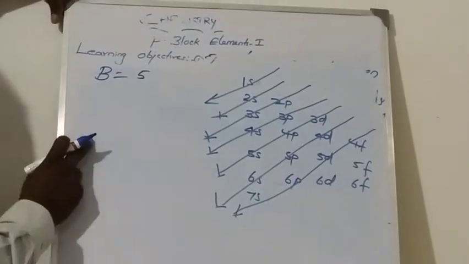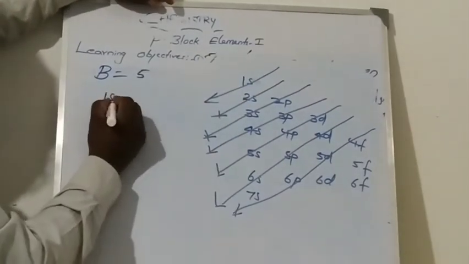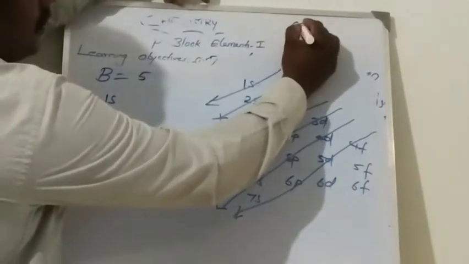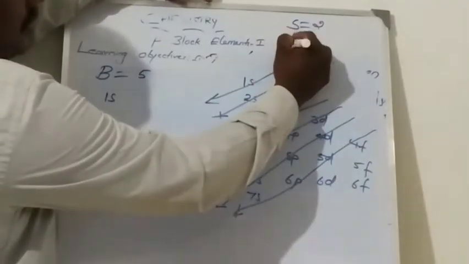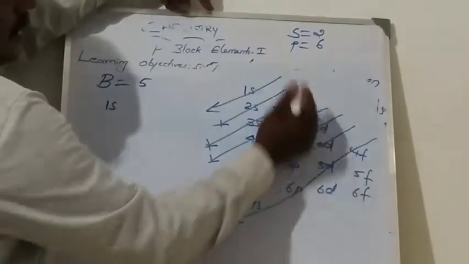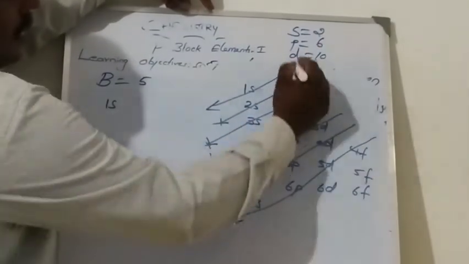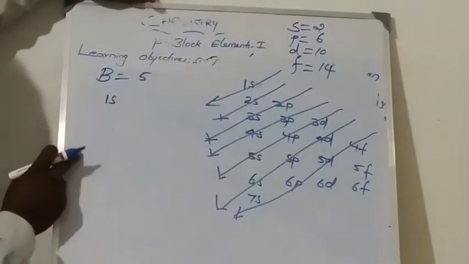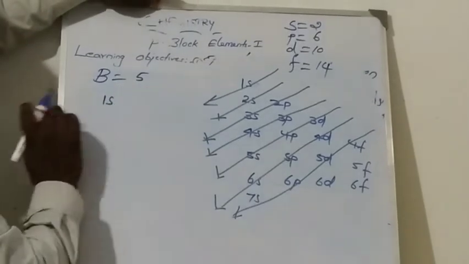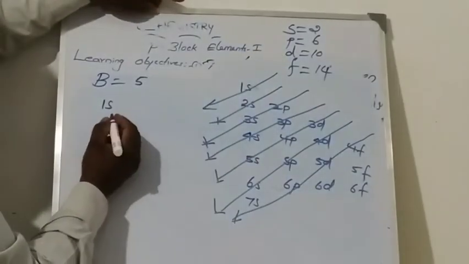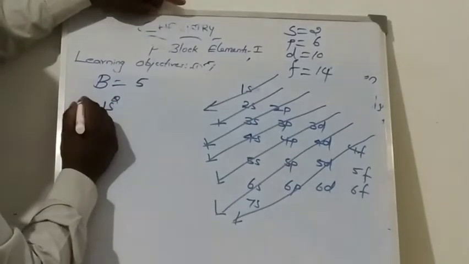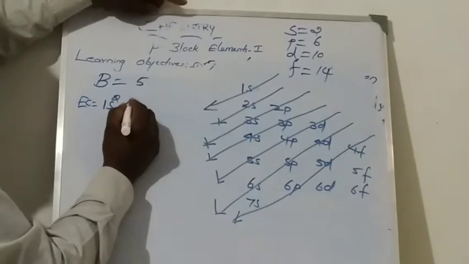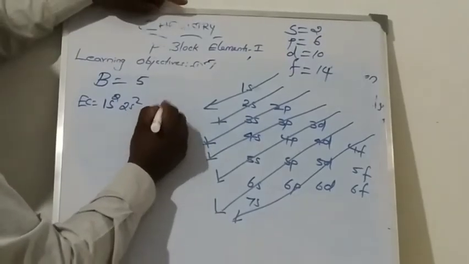Okay, first one boron, start with 1s. As already told, the s subshell can accommodate 2 electrons, p subshell 6 electrons, d subshell 10 electrons, f subshell 14 electrons. How will you write the short form? First you write the full electronic configuration. First 1s2, second one 2s2, next one 2p1.